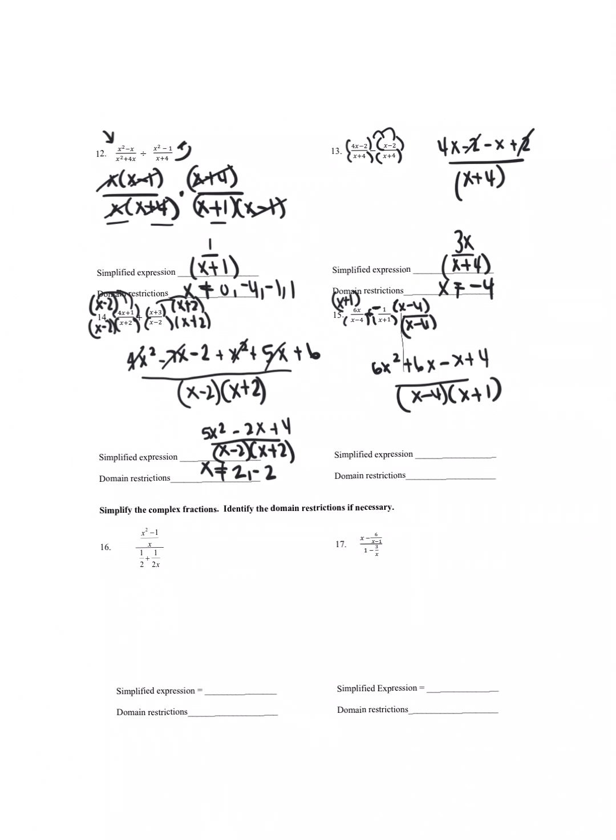And combining my like terms on the top, I have 6x squared plus 5x plus 4 all over the quantity x minus 4, x plus 1. X cannot be equal to 4 and negative 1.